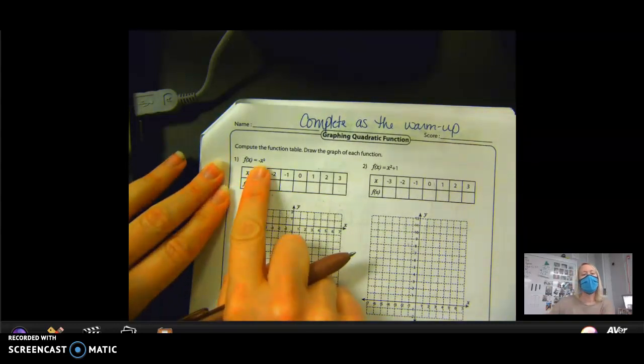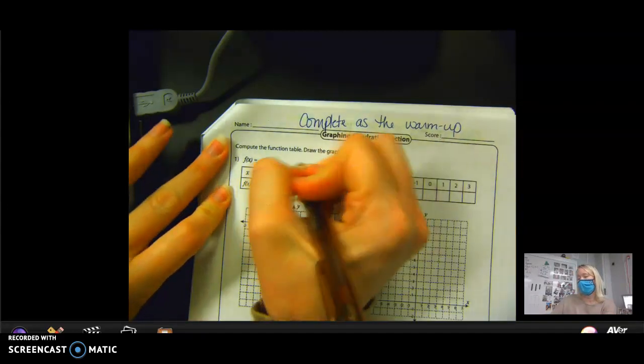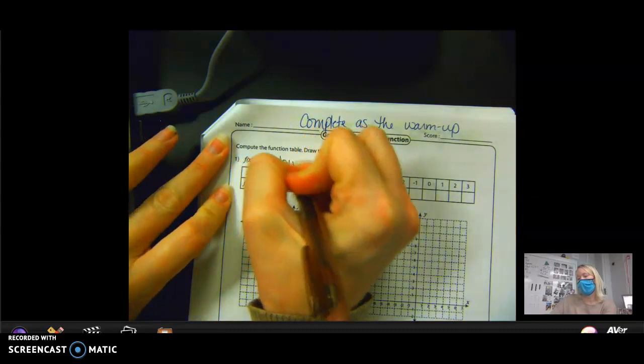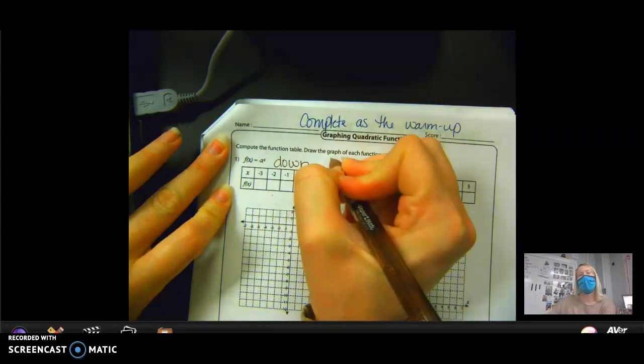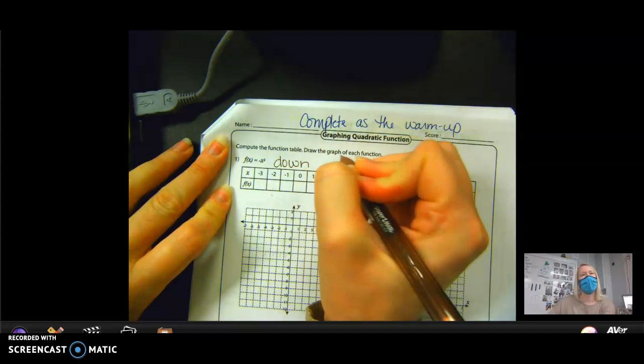Number 1, would this graph be going up or down? Which one? Down. Why is it going down? Because my A value is negative. So is that a max or a min?